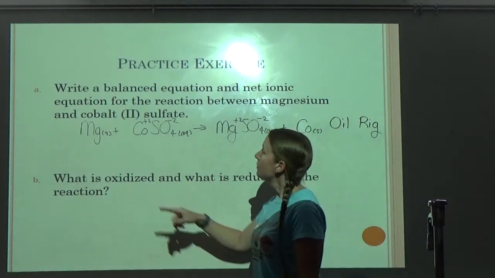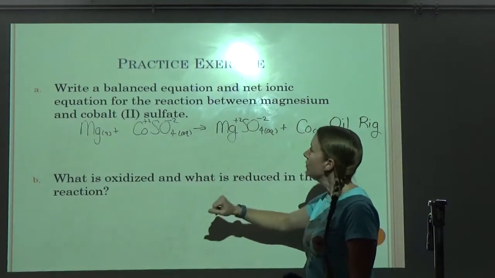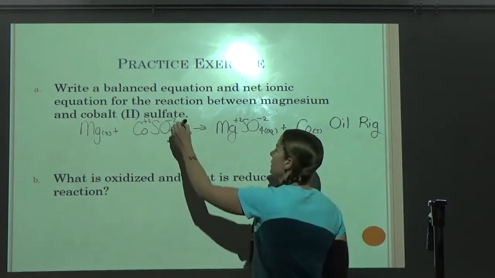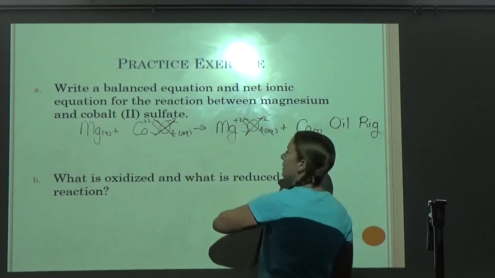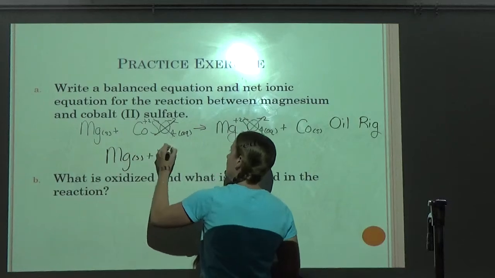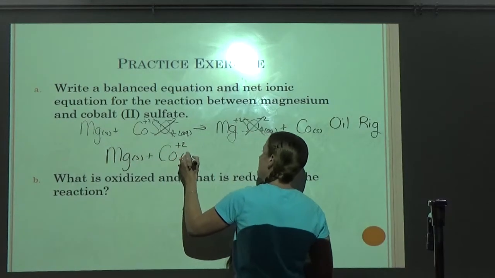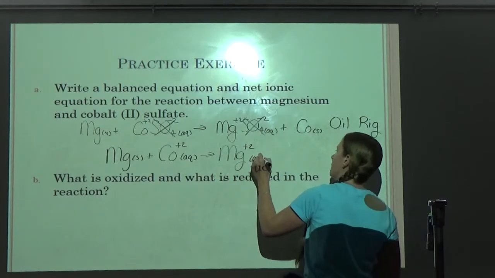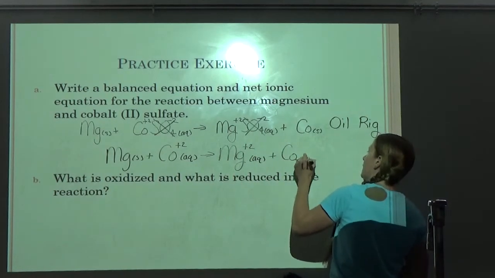Now let's write the net ionic. I can see that magnesium was solid, now it's aqueous. Cobalt was aqueous, now it's solid. The only thing that remained aqueous on both sides is sulfate, so I can get rid of sulfate. So I bring down my magnesium solid, my cobalt ion, which was aqueous, making my magnesium ion, which was aqueous, and my cobalt solid.